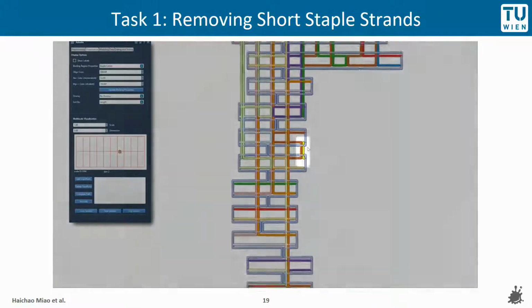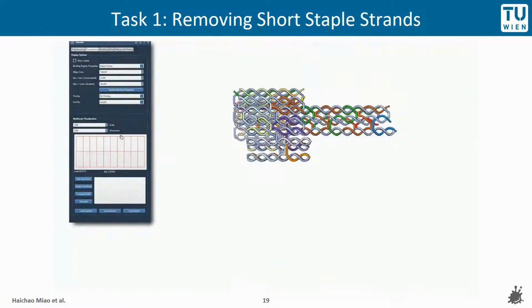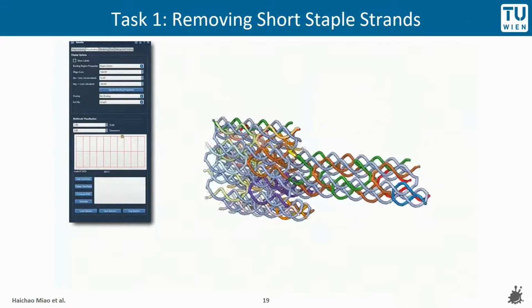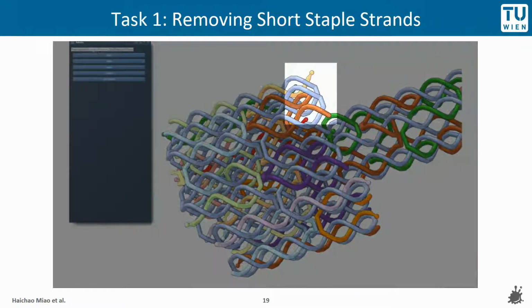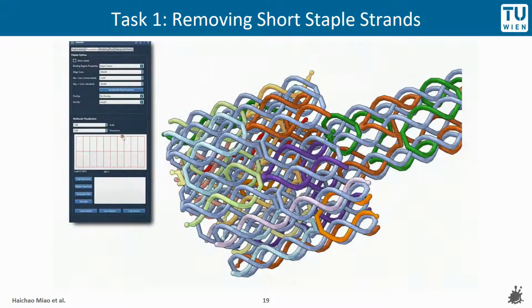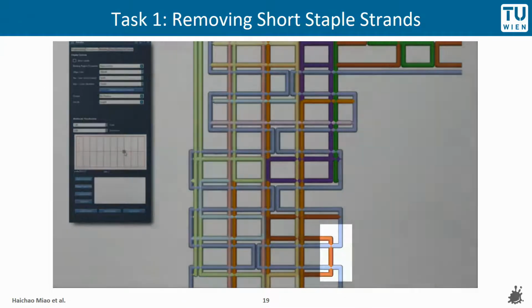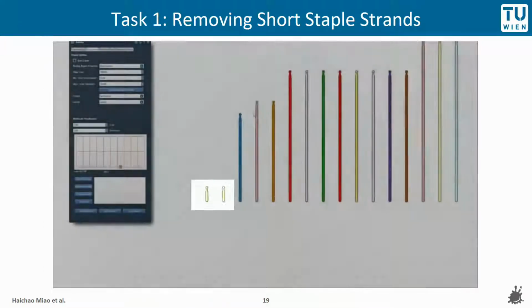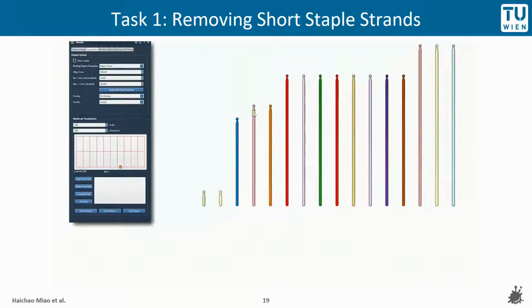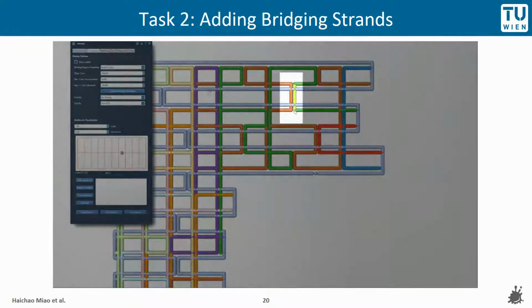The reason why we do this is because these short staple strands are generated automatically by the state-of-the-art method, but they have to be removed because in the end they only generate cost during the synthesis, but they don't add anything to the structural stability. So this is now removed, as you can see, and in 1D we can see there are only 2 short staple strands left.